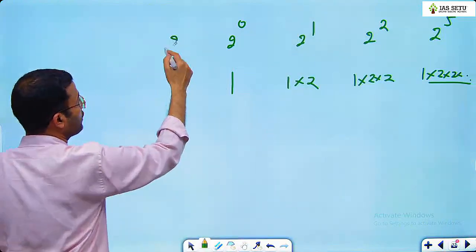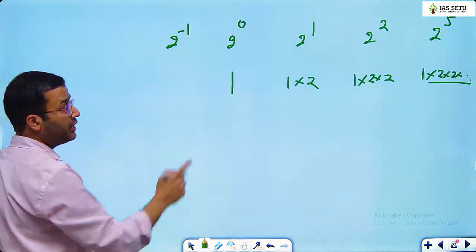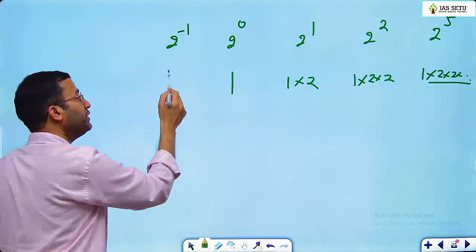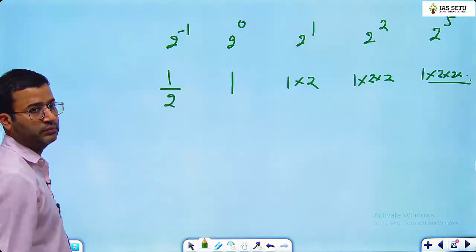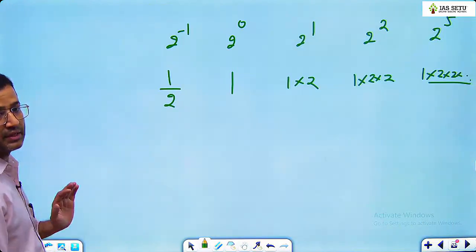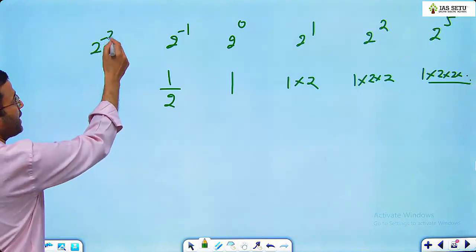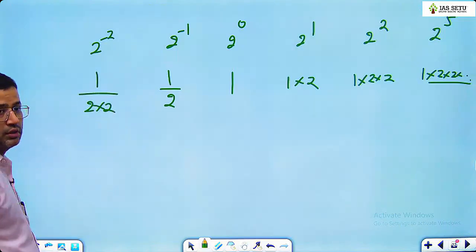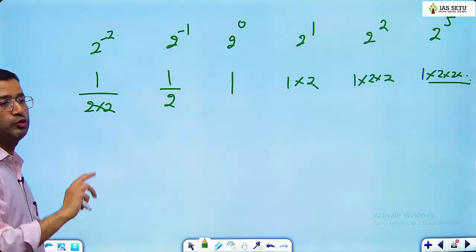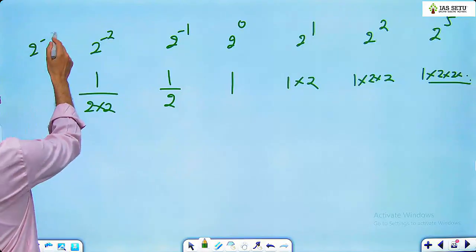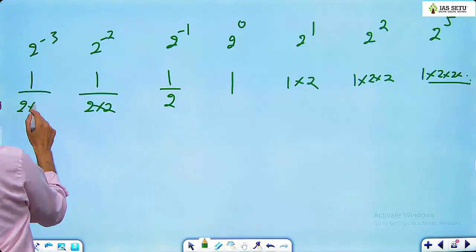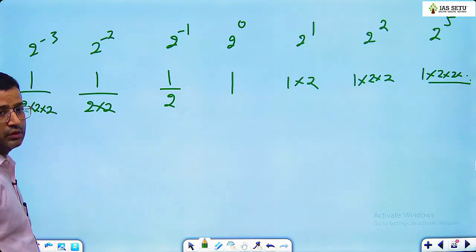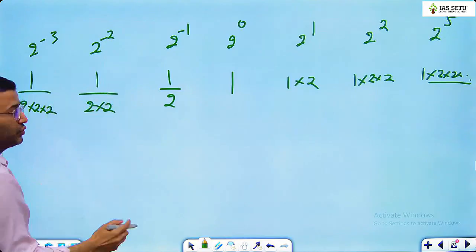अब जैसे 2 की पावर -1 आएगा, here we will not multiply with 2. We will divide with 2. वो डिनोमिनेटर में आ जाता है. 2 is to power -2 और छोटा नंबर हो जाएगा, 1 upon 2 into 2. We will divide by 2 2. 2 is to power -3, 1 upon 2 into 2 into 2. So this is the logic behind this rule.